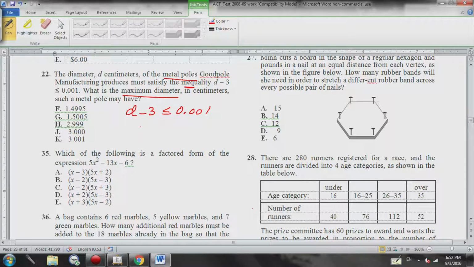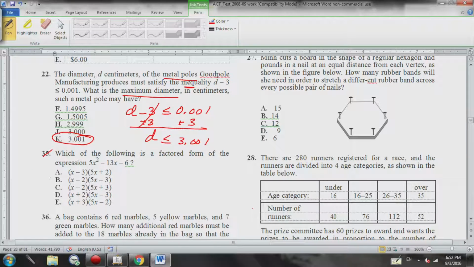What's the maximum diameter it can have? Well, add 3 to both sides, so you can solve for D. So D has to be less than or equal to 3.001. What's the maximum you can get? It has to be less than or equal to this. So the maximum is 3.001. Ta-da. Okay, this is labeled incorrectly.